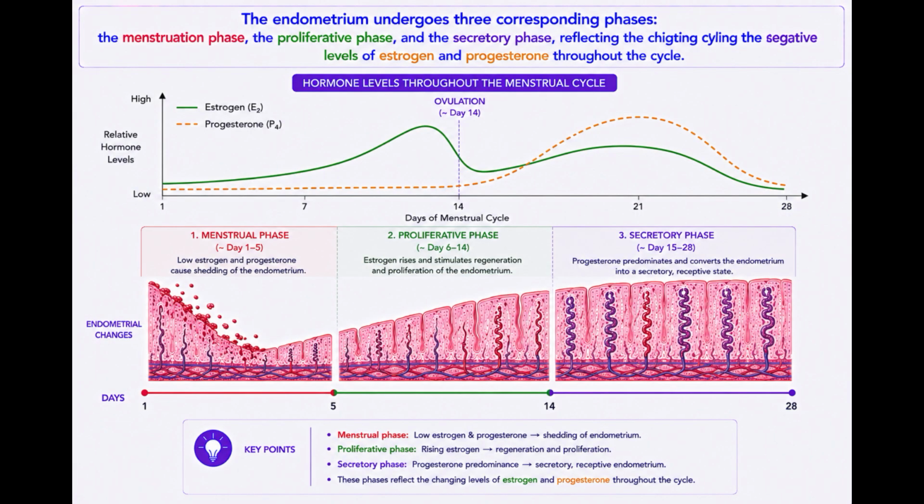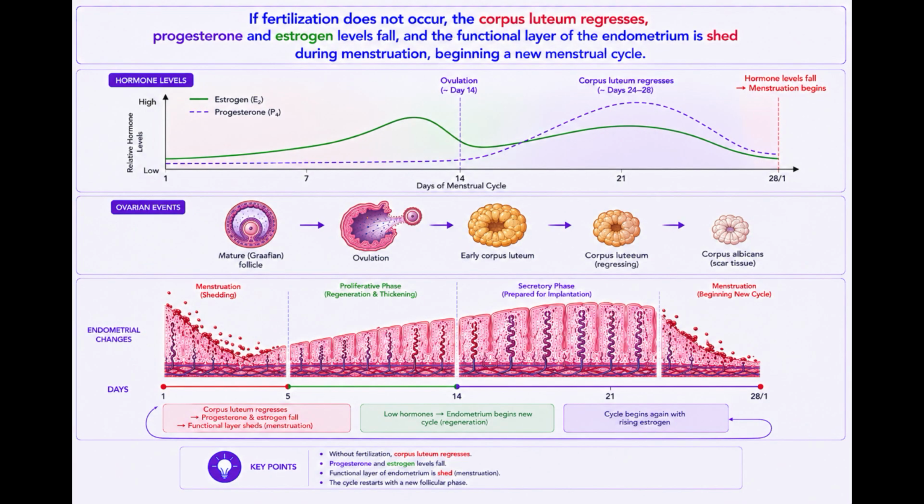The endometrium undergoes three corresponding phases: the menstrual phase, the proliferative phase, and the secretory phase, reflecting the changing levels of estrogen and progesterone throughout the cycle. If fertilization does not occur, the corpus luteum regresses, progesterone and estrogen levels fall, and the functional layer of the endometrium is shed during menstruation, beginning a new menstrual cycle.